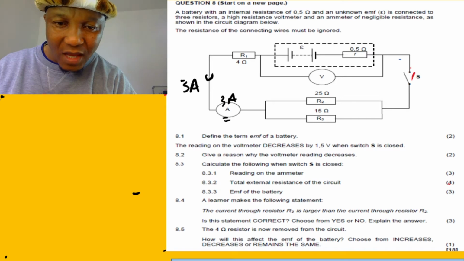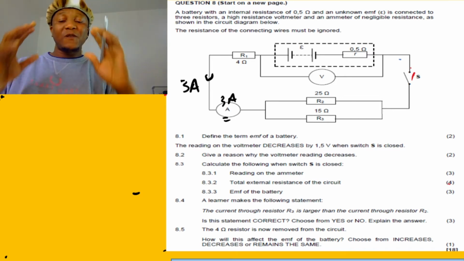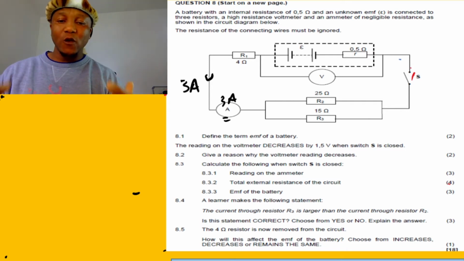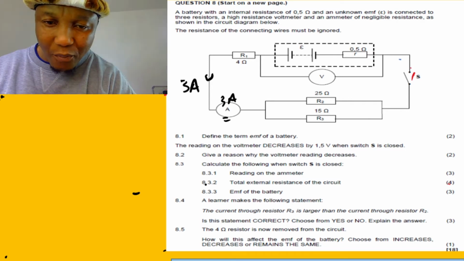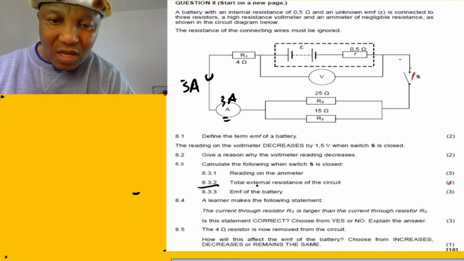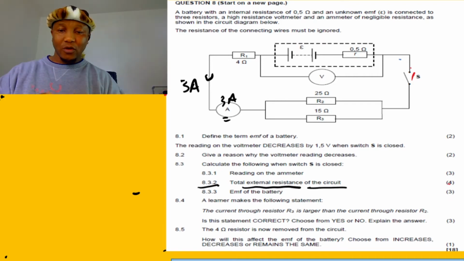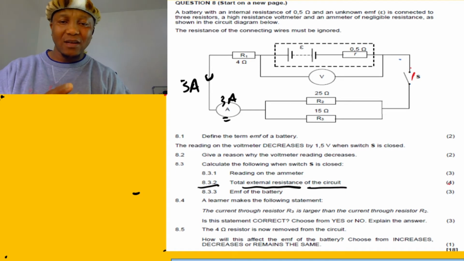Now they say here, if it's an exam, make sure you write everything. Everything must be part of your solution. See? So the next question is to find the total external resistance of the circuit.